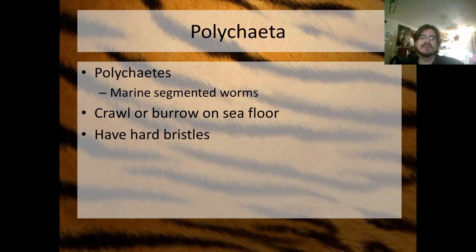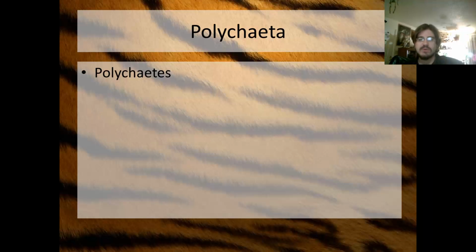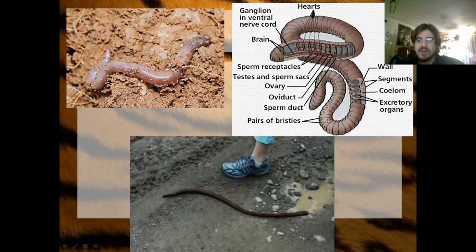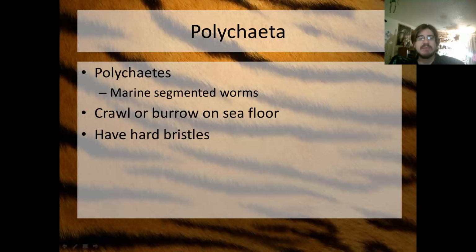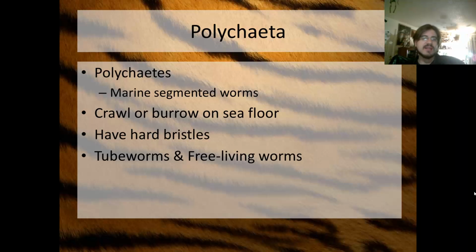So the bristles along the sides of their bodies, in an earthworm you could barely see them. In this diagram we see these little points here showing bristles. If you pick up an actual earthworm, good luck on actually seeing those bristles. But polychaetes have hard, thick, stiff bristles that are useful in movement. And they tend to be divided up into the sessile tube worms and the free-living worms.